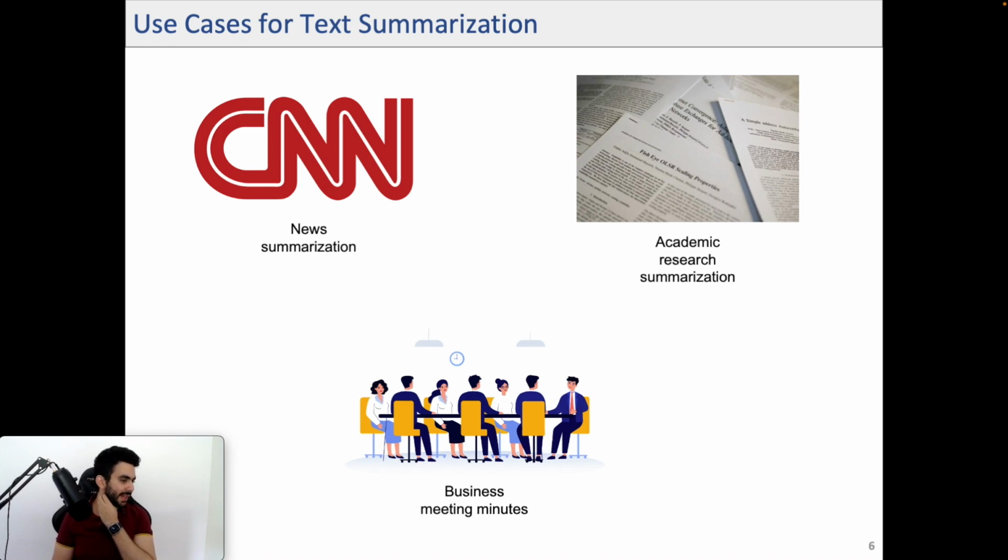Business meeting minutes: if you have a meeting which is running for 1-2 hours, like in the normal corporate world right now, and you get an output like the meeting minutes in the end in a summarized or concise manner, this helps people very much afterwards in understanding what happened within the meeting.